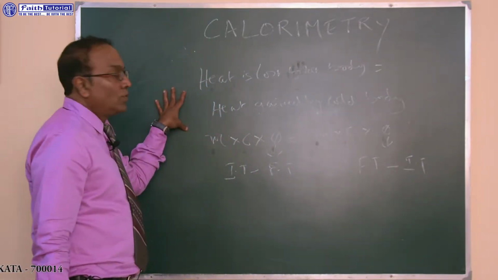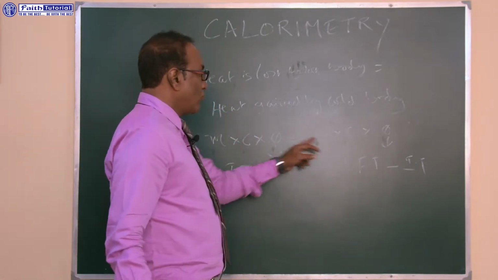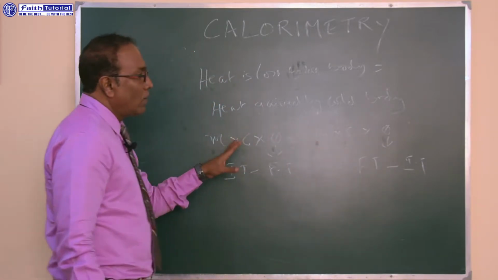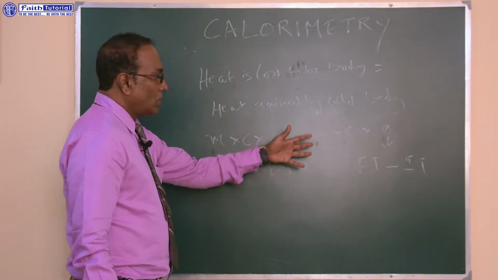With this formula, you can find out. Now, there are 6 things: 1, 2, 3, 4, 5, 6. Out of this, 5 will be given, 1 will be missing. And so, you can easily find out whatever you have been asked.